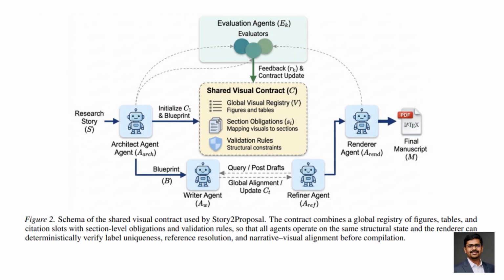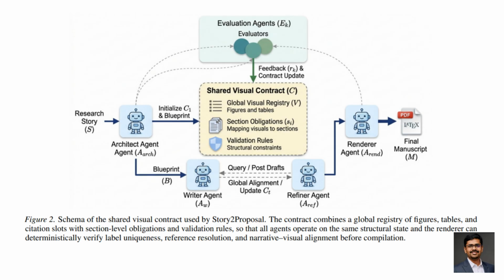First, the architect takes a research story and converts it into a blueprint. It defines sections, claims, and even registers figures. Then the writer generates each section but strictly follows the contract, no random structure, no missing references.